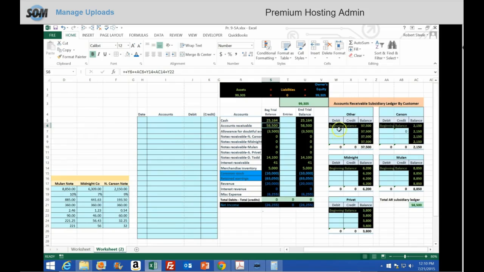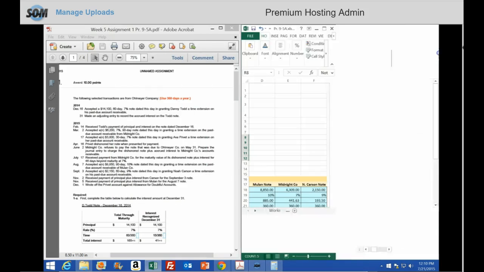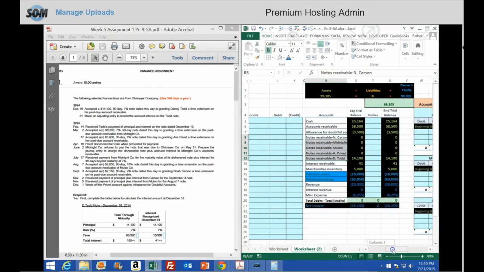Unlike notes, which on the trial balance oftentimes we will list notes separately, because oftentimes the notes have different terms and we want to track the interest, therefore they're often listed separately. When we put them on the balance sheet though, we will generally group them all into one account called notes receivable. So keep that in mind as we go. We're going to scroll back over here and just go through these transactions now.